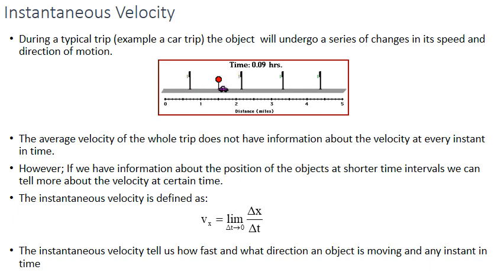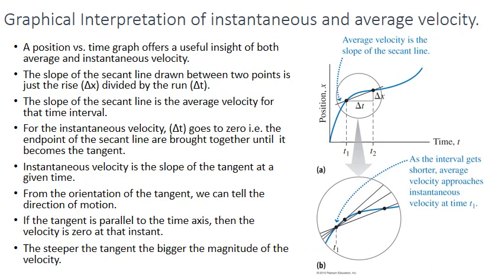So it's the change of position. The velocity is still the change of position with the change of time. But what I'm doing is I'm making my time interval very, very small so that it becomes 1 point in time. So the instantaneous velocity is going to tell us how fast and in which direction the object is moving at any instant t. To better understand this, we can actually plot the graph of the position as a function of time.